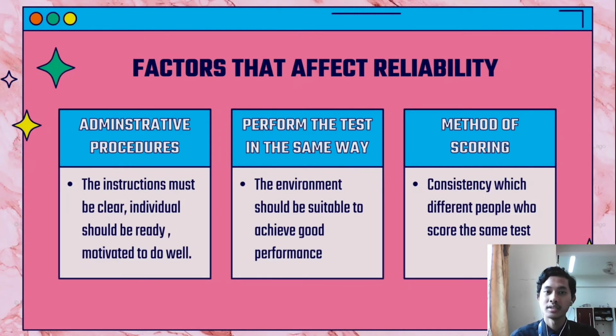Next, it is to perform the test in the same way. The environment should be suitable to achieve good performance. It is because the environment has a big influence in achieving a great performance. Lastly, it is method of scoring. It is consistency with different people who score the same test.